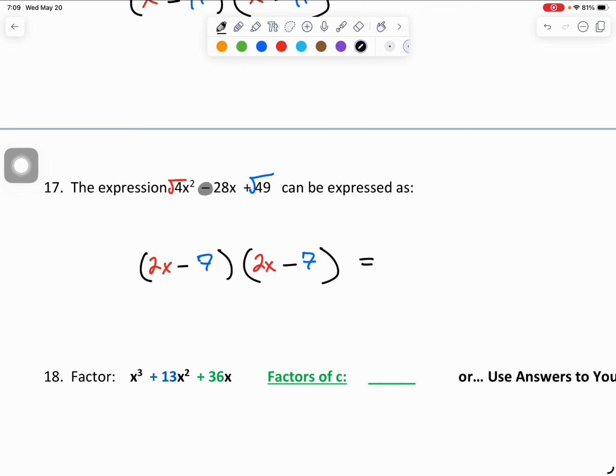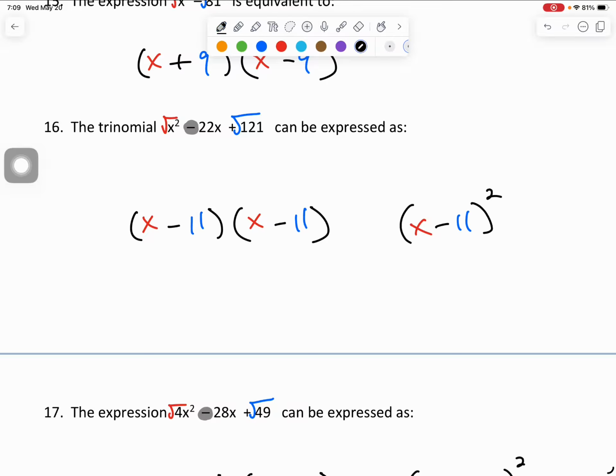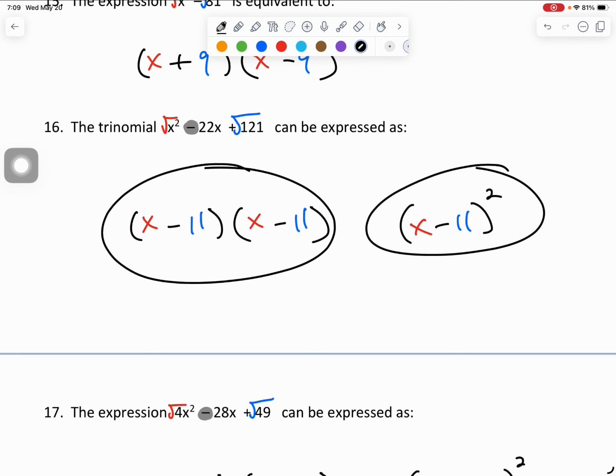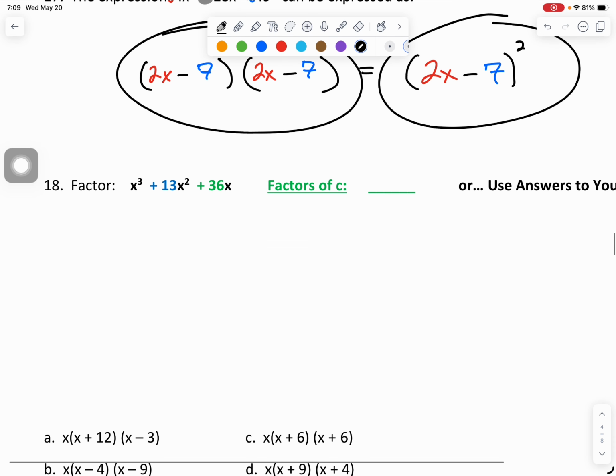But this is also equal to, and you might see this, guys, as an answer choice. I don't know how they're going to do it on the quiz. But if you don't see an answer choice with 2x minus 7 and 2x minus 7, you might see one as 2x minus 7 squared. You also might see it for this one too. I'm not certain how it's going to play out, but just know that those are the exact same representations. Those are both the exact same answer, just written slightly different.